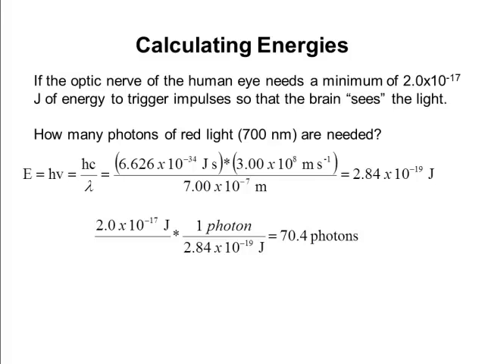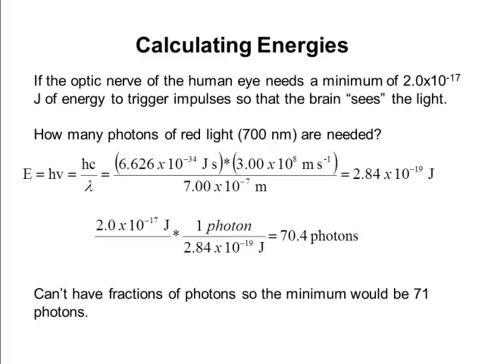Well, it's not 70 and it's not 70.4. Okay? I can't have fractions of photons. Remember, these are energy packets. Okay? These are acting like particles. I can't have a fraction of a particle. So because I'm at 70.4 photons, I'm above the 70, in order to even see this light, I would have to at least have 71 photons strike the eye.